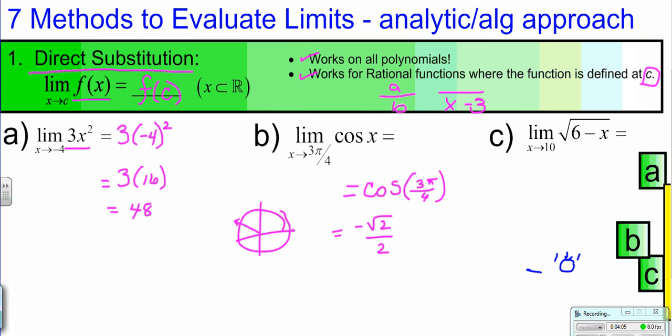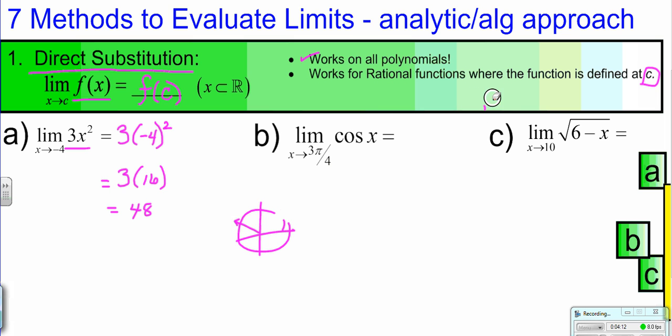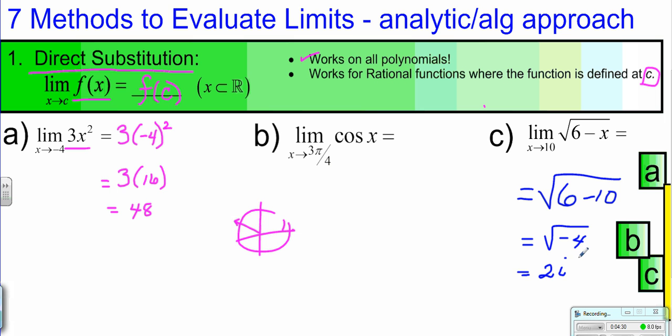And letter C, we have the limit as x approaches 10 of the square root of 6 minus x. Let's try and substitute. That would give us 6 minus 10. That'd be the square root of -4. Yikes, that's not a real number. That's going to be 2i. And since it's not a real number and AP Calculus only works in the real numbers, we are going to say this does not exist.